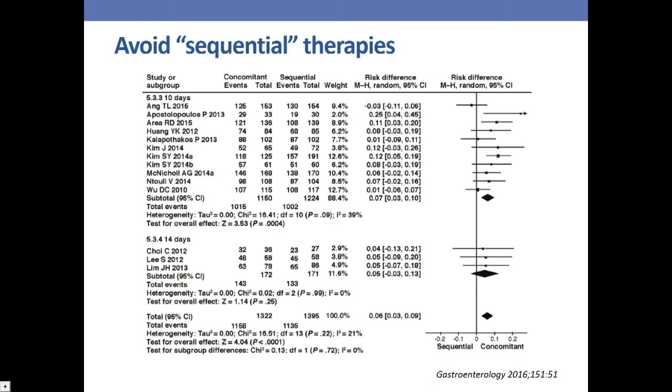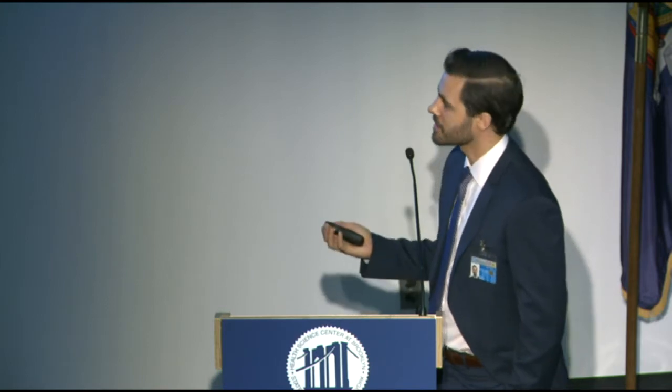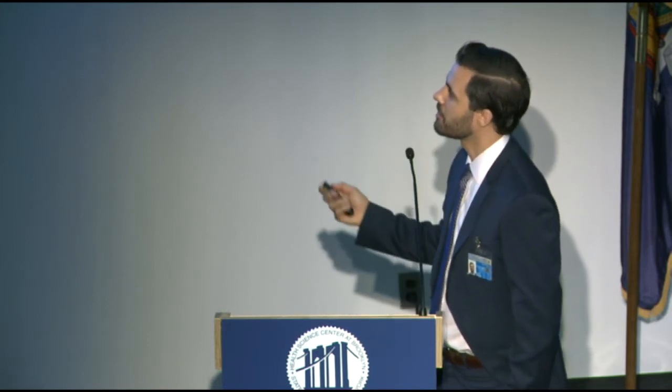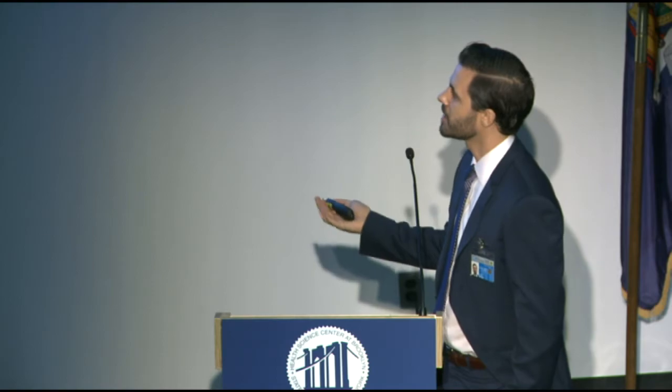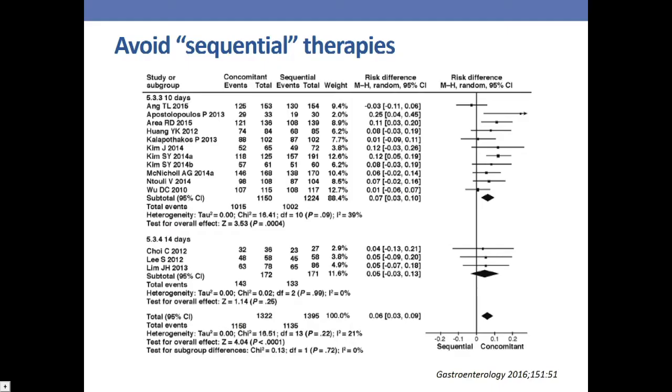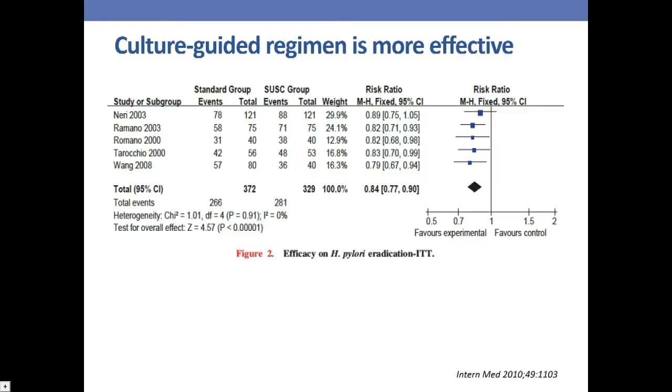There is this entity of sequential therapies, where you do PPI plus amoxicillin and then another combination of drugs a few days later. This used to be very popular in Europe, and when you compare these data, it seems that sequential therapy doesn't work as well as concomitant. That's not to say it's not an option, but if you're going to choose a therapy, choose a concomitant therapy, one in which all the medicines are used all at once rather than sequentially.